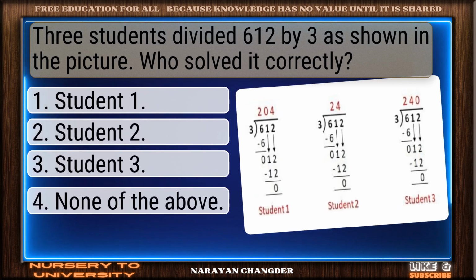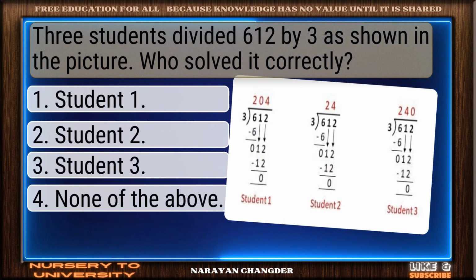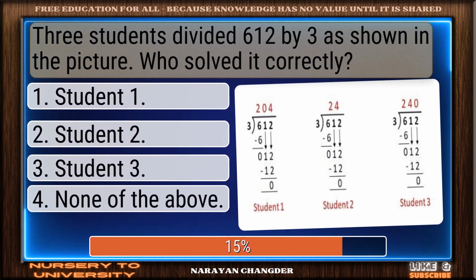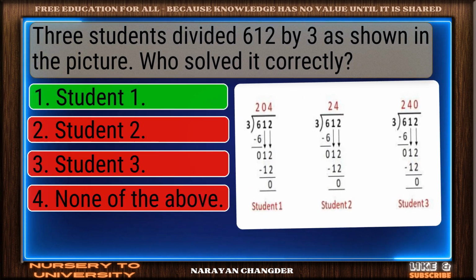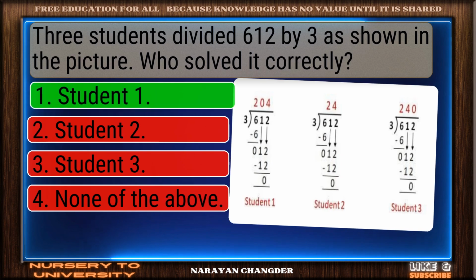3 students divided 60/12 by 3 as shown in the picture. Who solved it correctly? Right again. Student 1 is a valid answer.